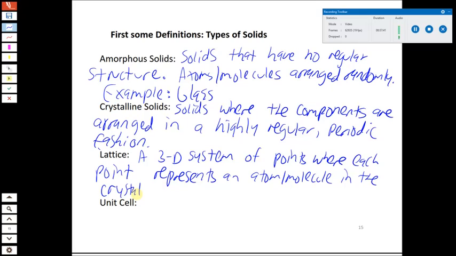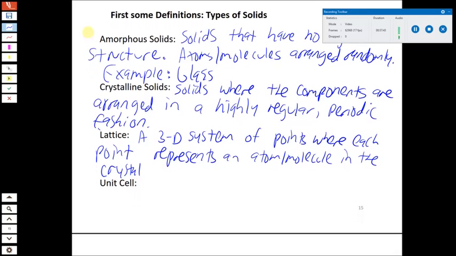Now, how we usually define crystalline solids is not by thinking about the entire lattice, because the entire lattice goes on forever and ever in all directions. We think about what's called the unit cell. And this is the smallest repeating unit in a crystal, but it's a little bit more specific than that. It's the smallest repeating unit that can generate the crystal via translation. All right, and I'll tell you what that means in a second.